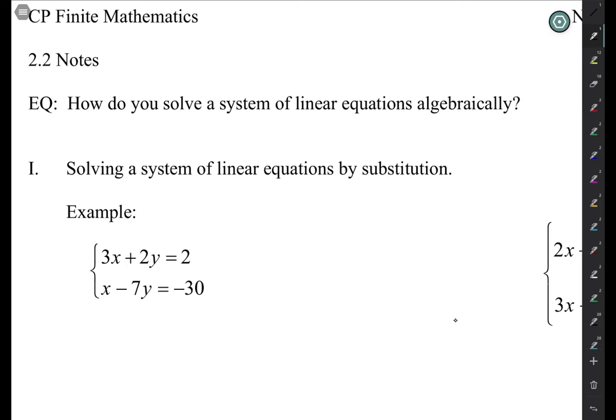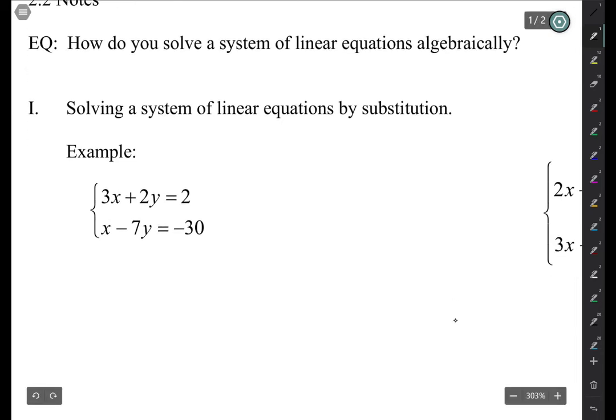Welcome to Lesson 2.2. How do you solve a system of linear equations algebraically? We're going to look at two methods. The first one is the substitution method. Hopefully, you guys remember doing some of this stuff from Algebra 1 and 2, and we'll just refresh you here.